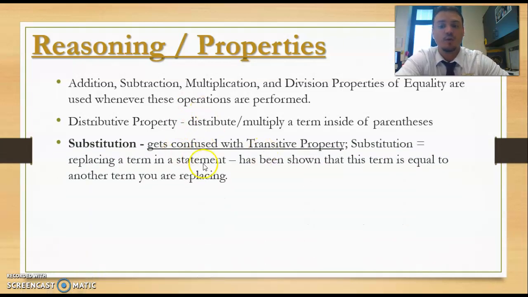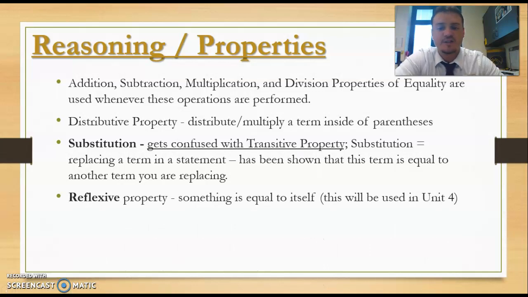Substitution. This is a really important one. Substitution gets confused with transitive property a lot. Now, in substitution, all we're doing is replacing a term in a statement. So we already have a statement written. We know that one of the terms in that statement is equal to a new term. So we can just substitute that in. This is going to be hard to explain. It's just easier if you see it once we work through a few examples here. But again, substitution gets confused with transitive property, so you might want to keep an eye on those two.